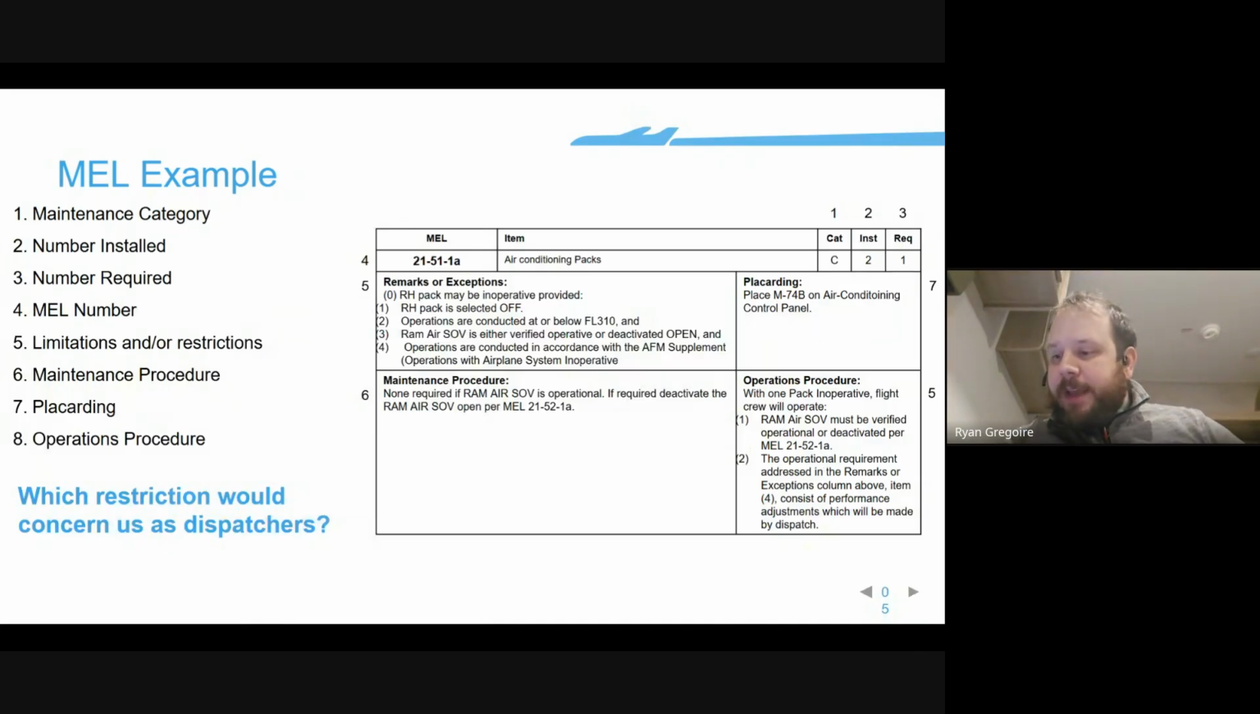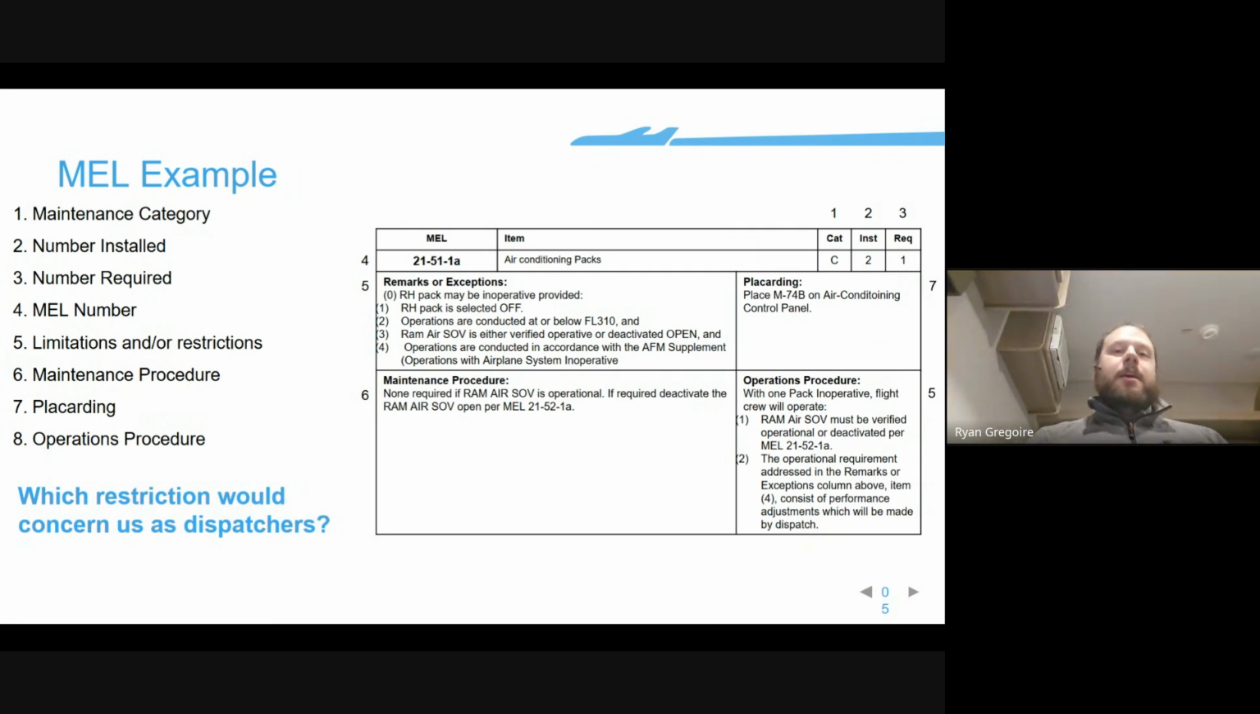And then lastly, block 8, which on here is labeled 5 again. That'll need to be fixed. With one pack inoperative, flight crew will operate RAM Air SOV, must be verified open, and the operational requirements addressed in remarks, exceptions, column above, item consistent performance adjustments, which will be made by dispatch.